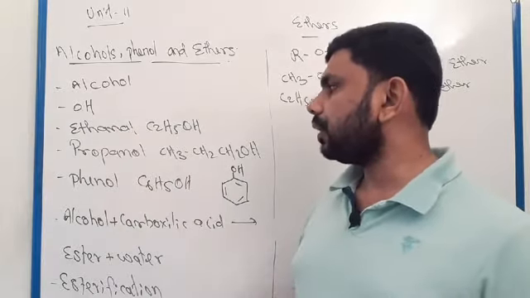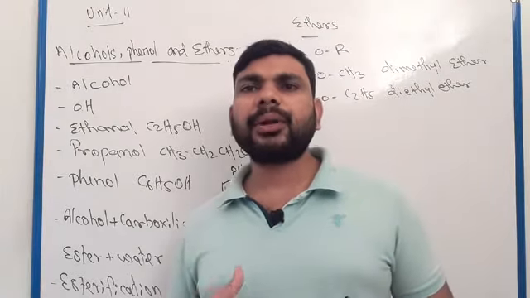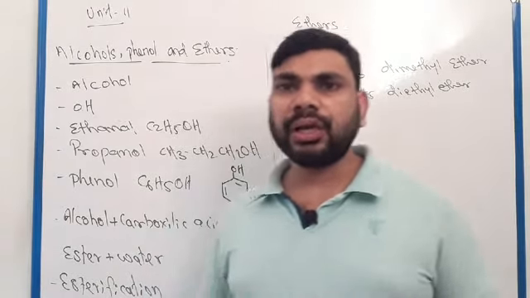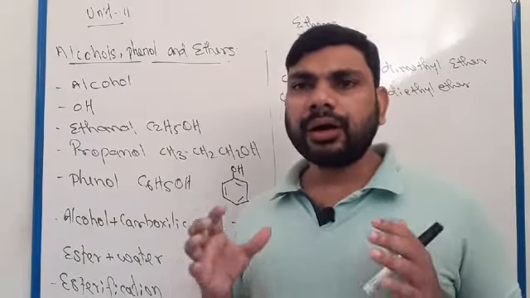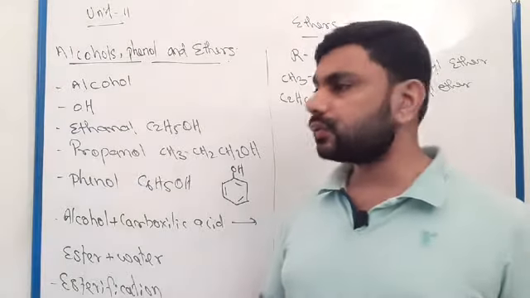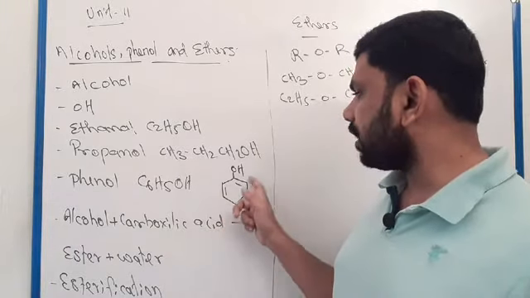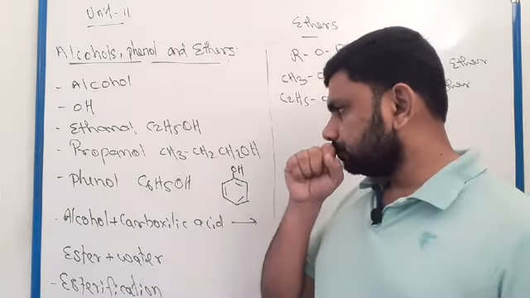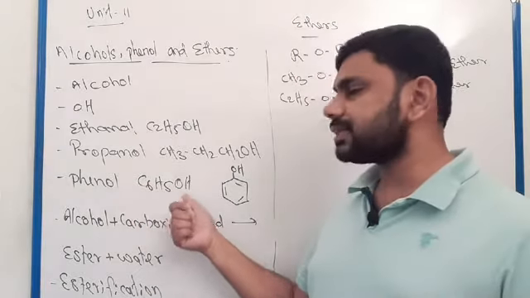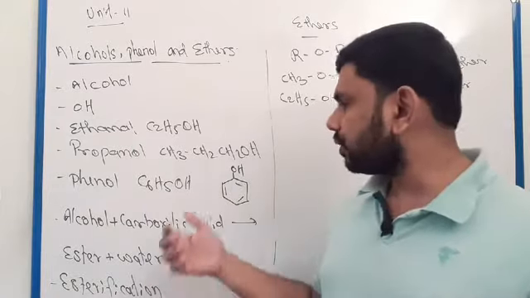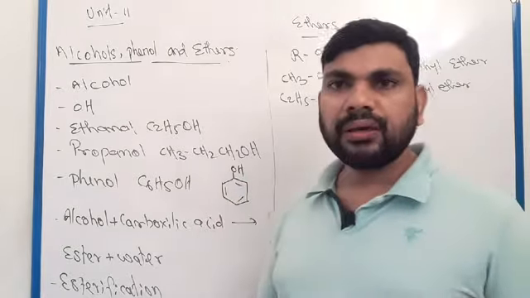Similarly, the aromatic alcohol is phenol. On the benzene ring there is an OH functional group, and such alcohols are called phenol. Here there are six carbon atoms and five hydrogens, so shortly we can write it as C6H5OH. This is phenol.